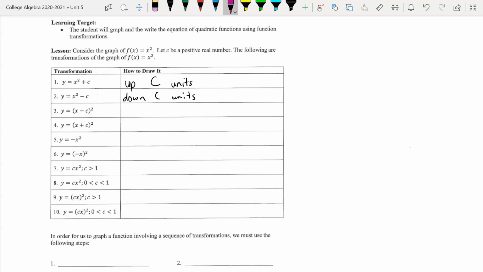Okay, then we get into x minus c in parentheses. This is the opposite one, so it's going to be left to right. This is going to be right c units. If it's plus c in parentheses, it's going to be left c units. Again, you got to think opposite on that one.